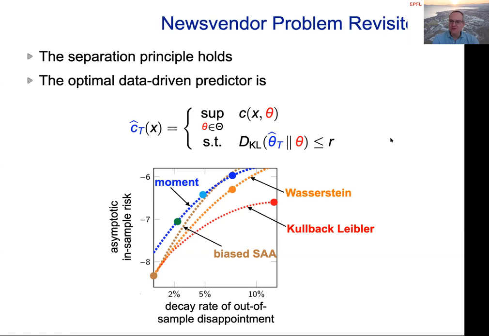So it contains the best possible trade-off between in-sample risk and out-of-sample disappointment under every theta, in particular under the unknown true theta. This is actually consistent with the simulation results that we have seen earlier, where the distribution robust predictor with a KL ambiguity set outperformed all other tested predictors, in the sense that it offered a smaller in-sample risk than all other tested predictors for any fixed level of the out-of-sample disappointment. Our theorem 2 actually tells us now that no other predictor, not just the ones that we tested, but any other predictor, could outperform this particular DRO predictor with a KL ambiguity set.